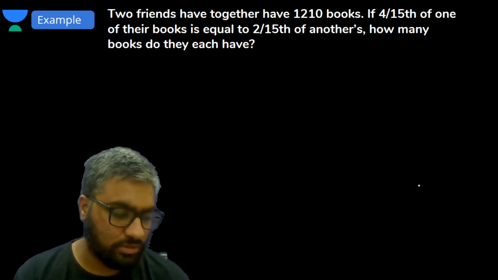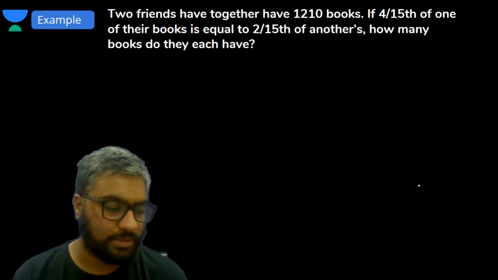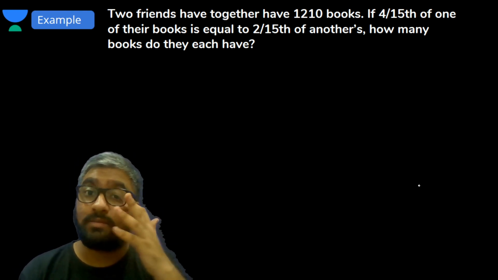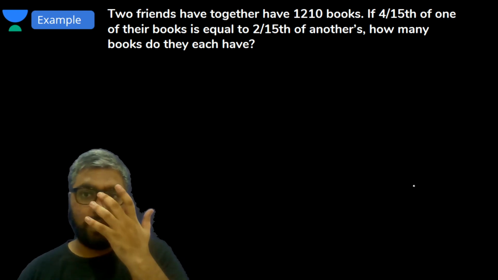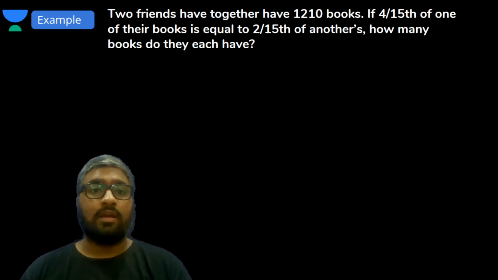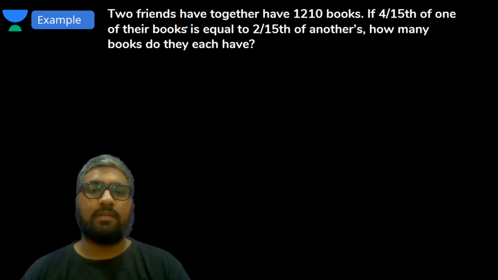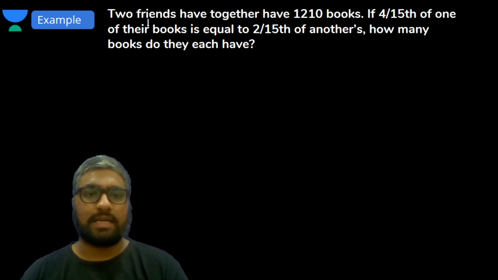Yeah, no options to this question, guys. Swagnik, no options to this question. How many books do they each have is the question. Just mentally do it. That's it. So what do we know? We know that two friends together have 12 books. If 4/15 of one of their books is equal to 2/15 of another one's number of books, that's what this question means.